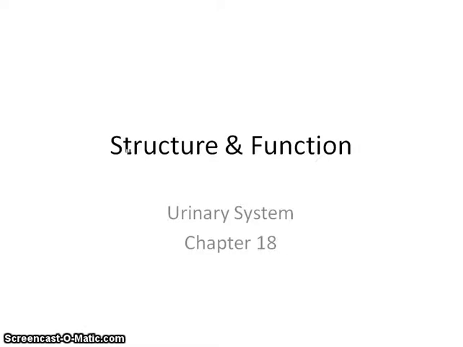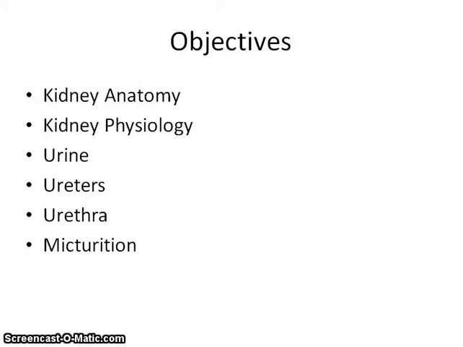I think you'll enjoy chapter 18 because it's quite a bit shorter and might be easier to understand. There is one challenging concept in this chapter, but overall it should be somewhat familiar. We will start with the anatomy and physiology of the kidneys and then talk about urine itself, the ureters, the urethra, and then the last word here, the micturition, just means the act of urination.